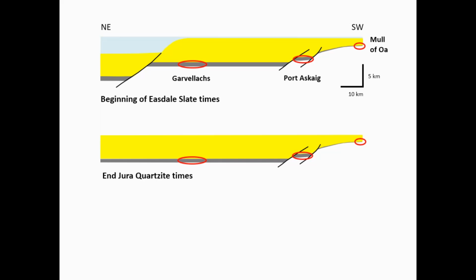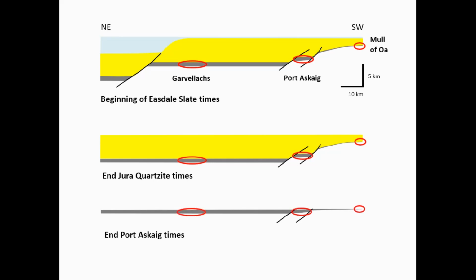And the Mull of Ower looks as if it's in a different basin or a different sub-basin that was subsiding much more slowly. And if we wind back again to Port Askaig times, the point I'm trying to make is that the depositional context of the Port Askaig in the Garvellachs, the Port Askaig area and the Mull of Ower area are quite different, and we should expect to see different stratigraphic complications in these three areas.